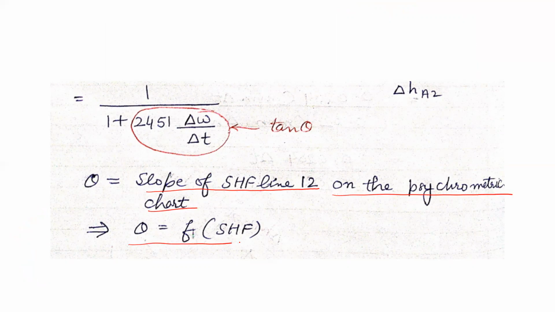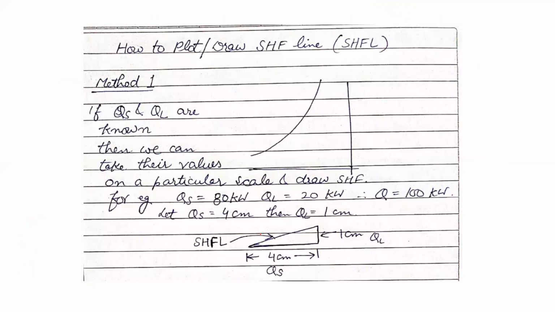So theta is a function of the sensible heat factor. Now how to plot or draw this sensible heat factor line? There are three methods to plot this sensible heat factor line, SHFL. SHFL stands for sensible heat factor line.